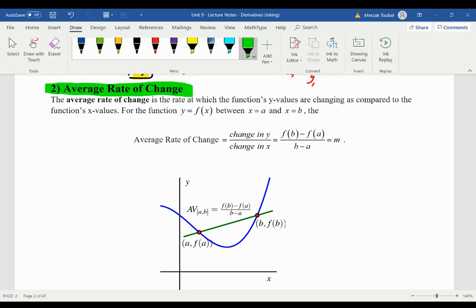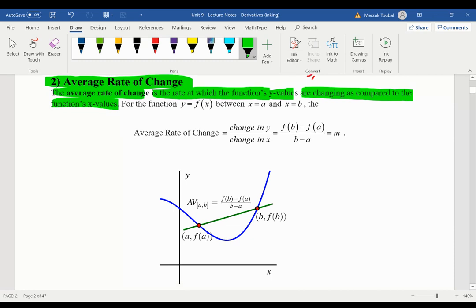Now, what is the average rate of change? The average rate of change is the rate at which a function's y values are changing as compared to the function's x values, which is the same thing, the change in y versus the change in x. So let's look at the function f of x on this figure. On this figure, we see the curve, which is f of x, and there are 2 points. The first point is a comma f of a, and the other point is b comma f of b.